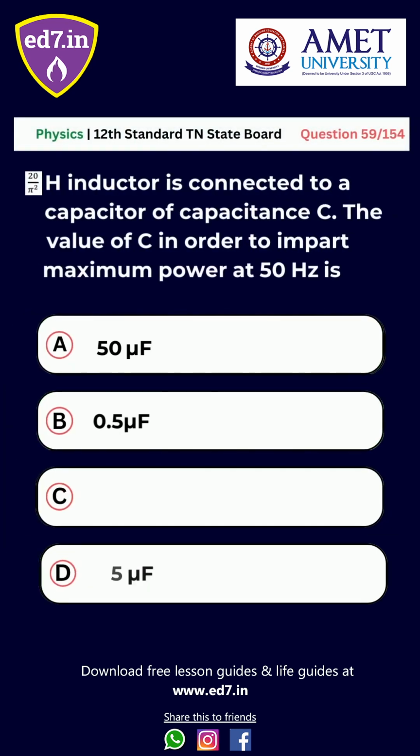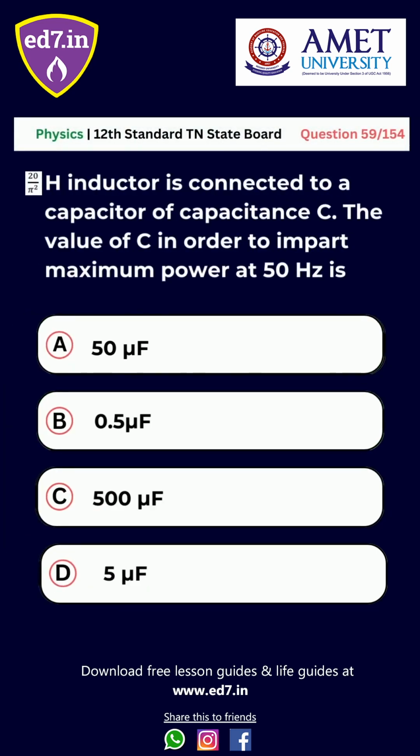Question number 59. A 20/π² H inductor is connected to a capacitor of capacitance C. The value of C in order to impart maximum power at 50 Hz is: option A 50 μF, B 0.5 μF, C 500 μF, D 5 μF. The right answer is option D, 5 μF.